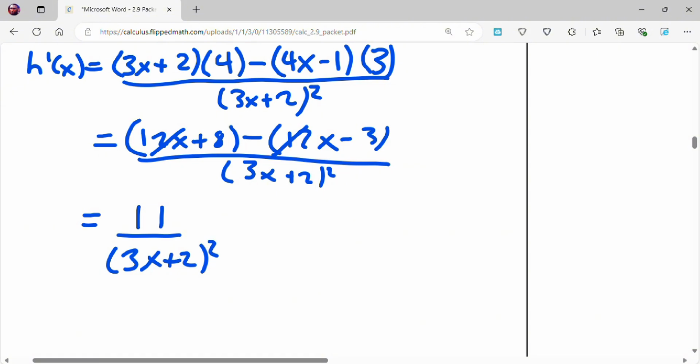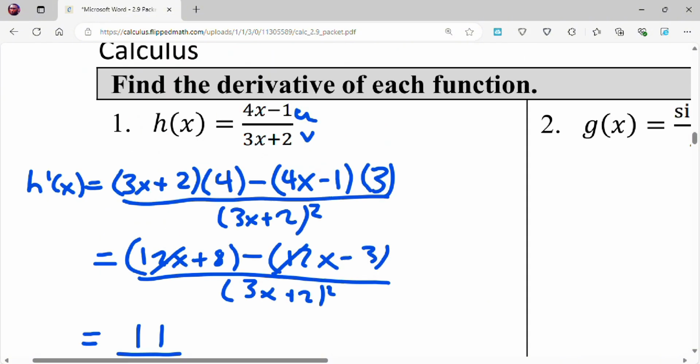Alright, so that was pretty simple. Again, it's similar to the product rule, which is what we did in the previous lesson. The only difference really is that instead of plus, it's minus, and then divided by v squared. Okay, next question.